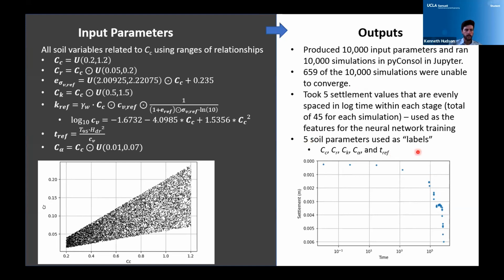And then we used labels, in quotes. We used 5 soil parameters as those defining labels for the training. And so the 5 that were chosen to be probably the most impactful were C sub C, C sub R, C sub K, C sub alpha, and Tref.